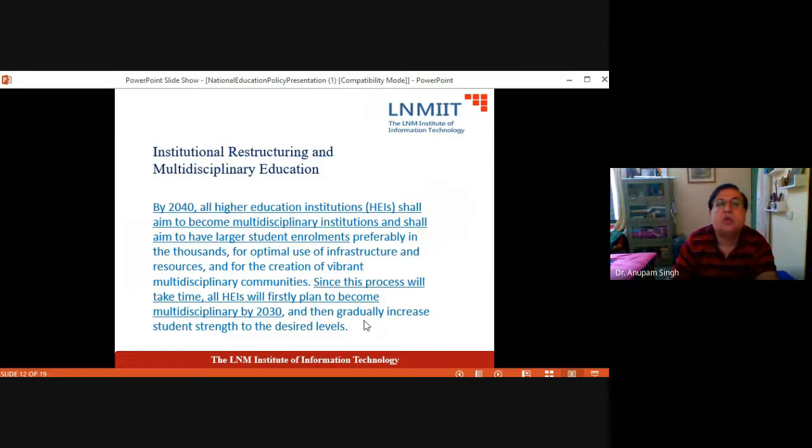increase student strength. So in a certain sense, what is being said here is that ideally the National Education Policy wants us to be moving in two directions. One is in the direction of larger size as measured by student numbers, and the other is in terms of the multidisciplinary nature of the institution. And indeed, their emphasis is clear that what they want here is priority to multidisciplinarity over size, right? So first, they want us all to become multidisciplinary within a decade. And then within 2 decades, they want us all to be large multidisciplinary education institutions.